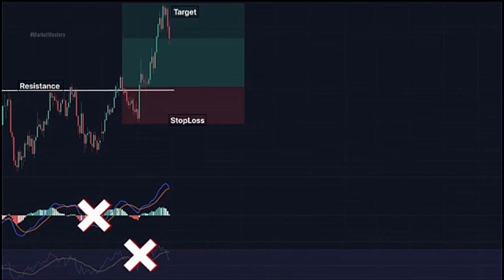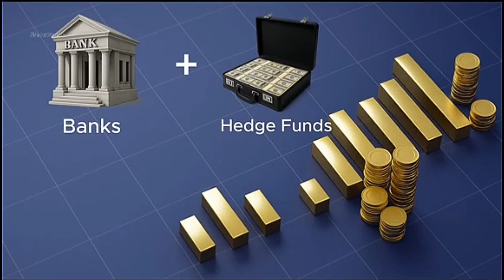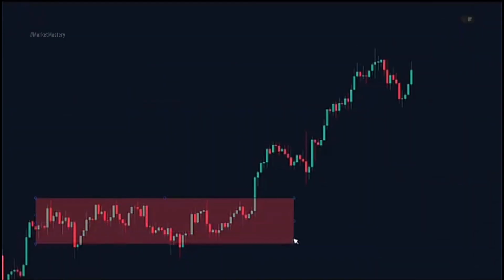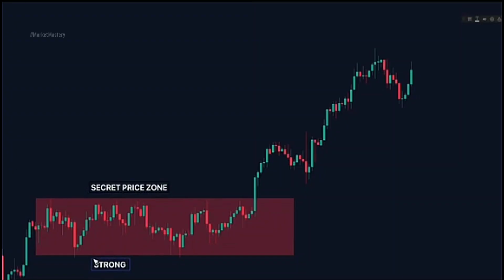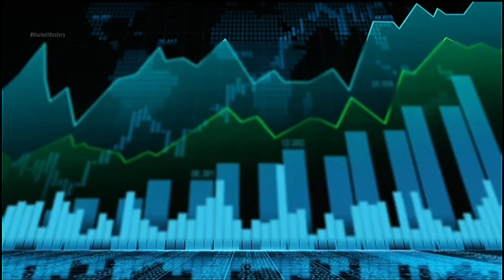Stop using useless indicators that are always one step behind. The richest banks and hedge funds in the world don't use them. So why are you? They make their money using secret price zones, where they hide billions of dollars in orders. In this video, I'm going to show you exactly how to find these zones and plan your trades with crazy accuracy. Before we begin, here's a quick breakdown of the 4 key sections we'll cover in this video.